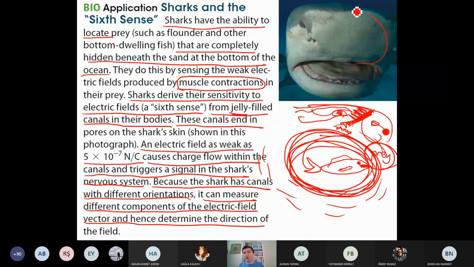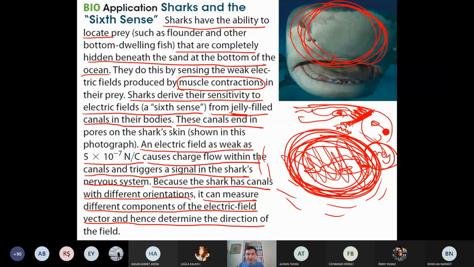Actually, here I'm talking about two bio applications related to electric fields. This fish produces electric fields; you can consider it an electric field source, during muscle contractions. And this shark can detect these electric fields, and it can also detect their direction and then locate the position of the prey. Do you have any question related to this example?